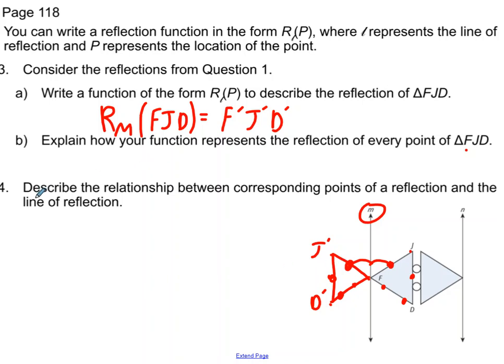And then describe the relationship between corresponding points of a reflection and the line of reflection. So the corresponding points are equidistant to the line of reflection.